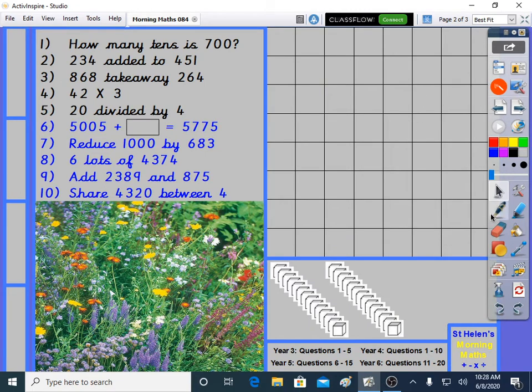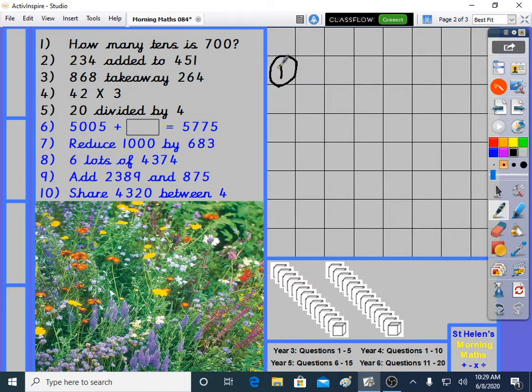So today the questions are all going to be mixed up again after year 3. So for year 4, 5 and 6, mixed up questions like we did yesterday. So a mixture, not all in the same order that we've been used to. That's why I've got a mixture of flowers as the picture today. Year 3, we're going to stick with the normal order though.